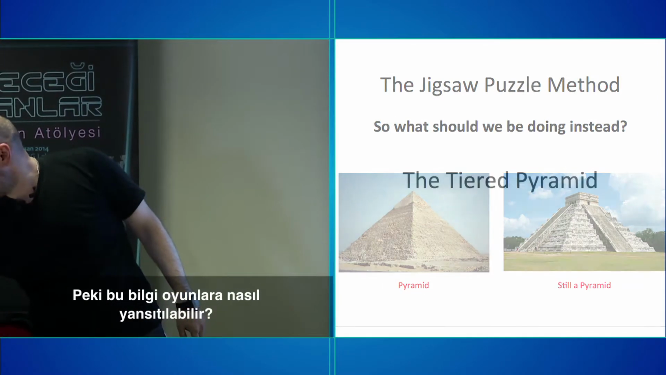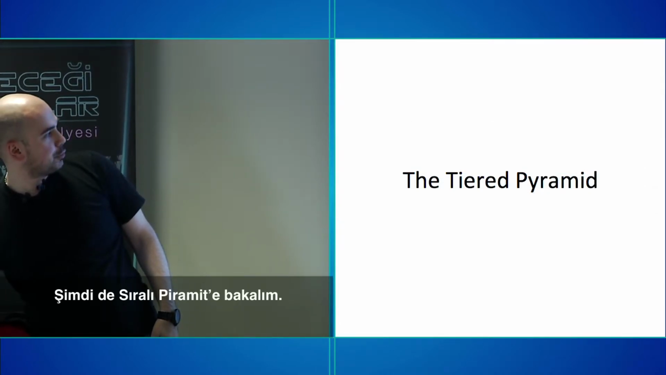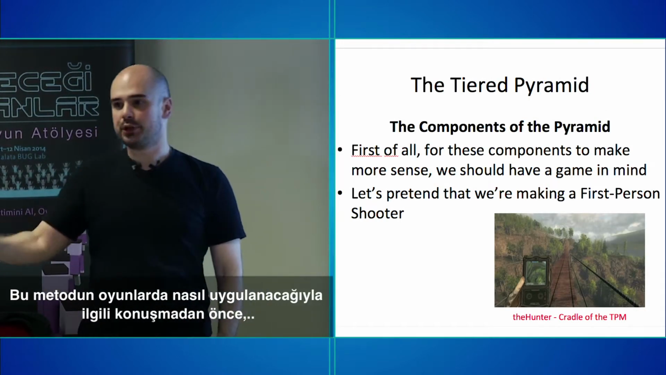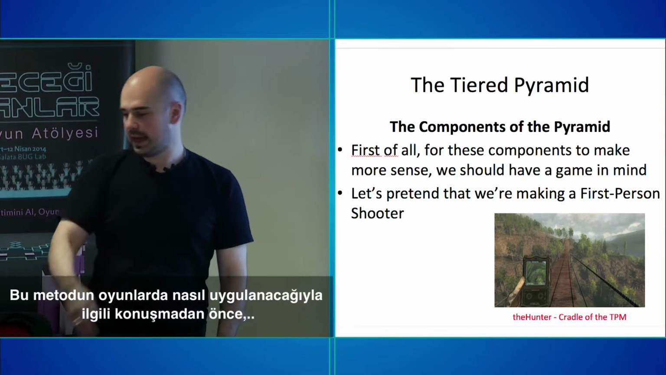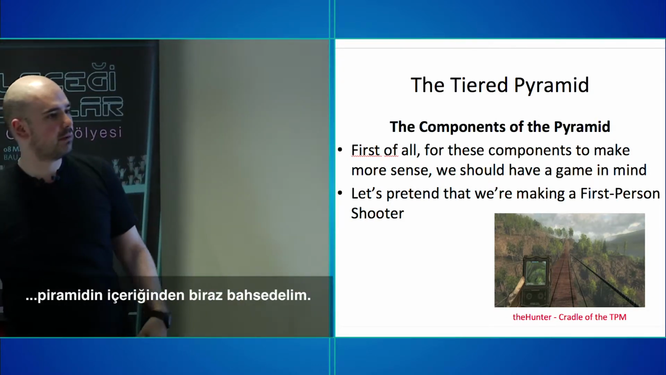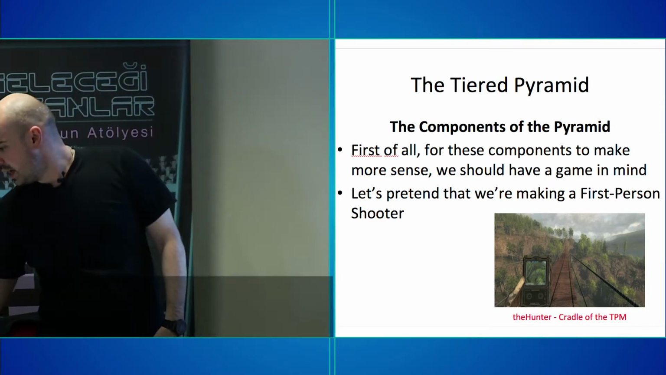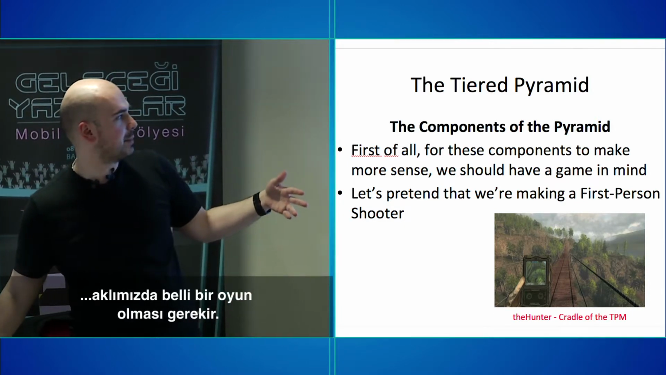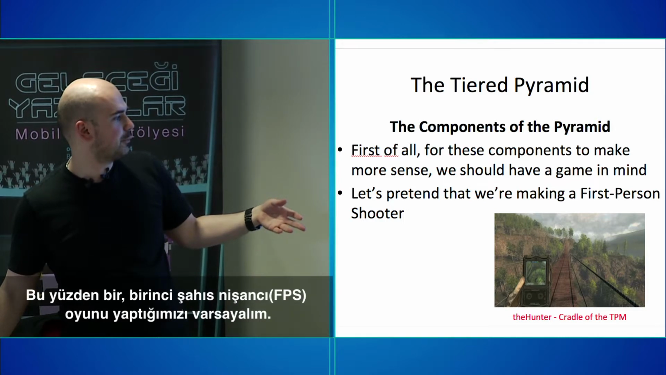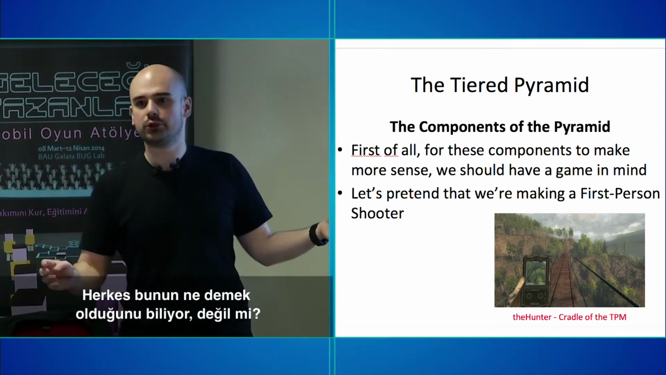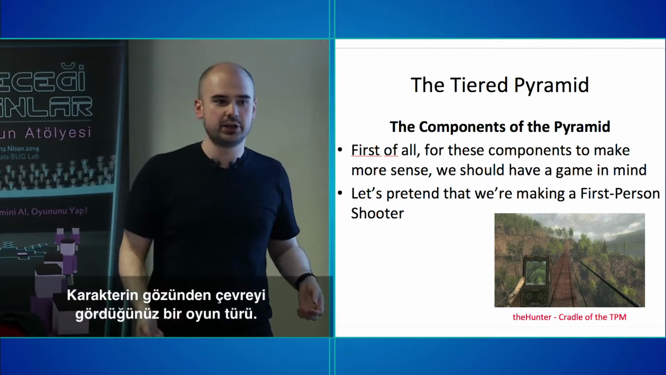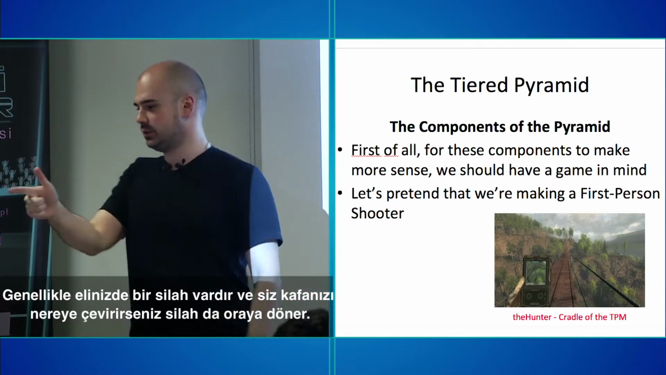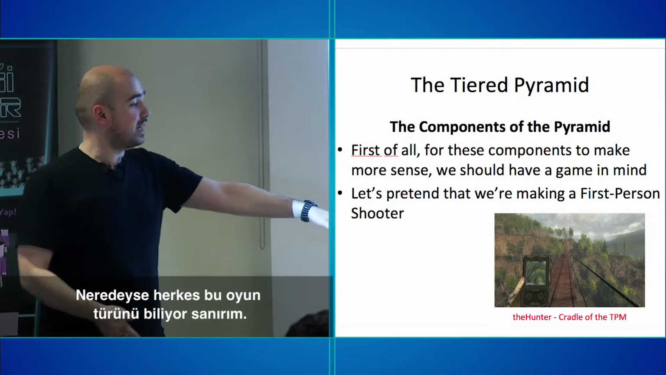Now, how does this apply to games? Let's look at the tiered pyramid. Before we talk about the tiered pyramid method as it actually applies to games, we need to talk about what the components of the pyramid are. For this to make any sense, we should probably have a game in mind. So let's pretend we're making a first-person shooter. Everyone knows what a first-person shooter is. It's a game where you see through the eyes of the character and you go around, usually with a gun weirdly attached to you, and wherever your head goes, the gun goes too. They're really strange. Everyone knows kind of how they function though.